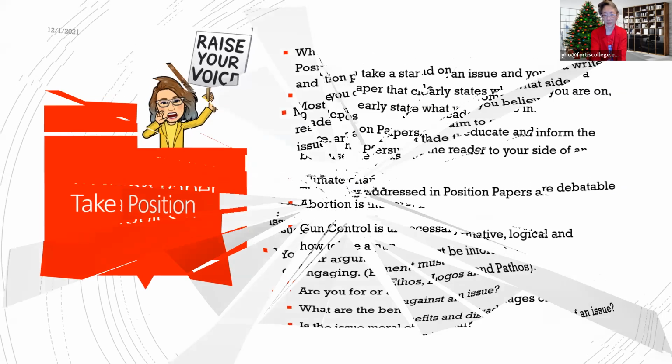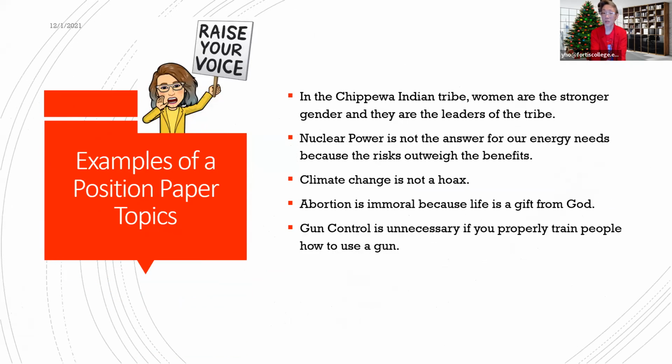Examples of position paper topics. In the Chippewa Indian tribe, women are the stronger gender and they are the leaders of the tribe. Nuclear power is not the answer for our energy needs because the risks outweigh the benefits. Climate change is not a hoax. Gun control is unnecessary if you properly train people how to use a gun.